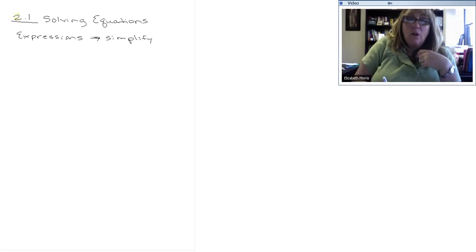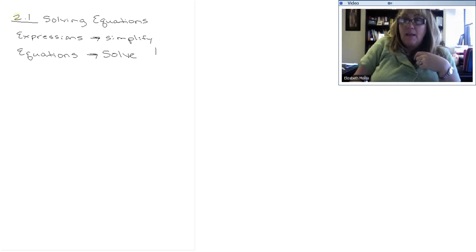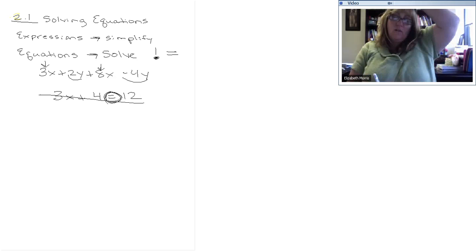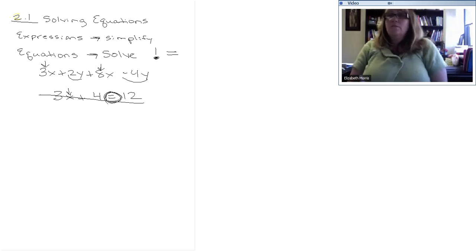Now we're going to be talking about equations. And what you do with equations is you solve. And the big key is there's an equal sign. Up until now, there has not been an equal sign. It's been stuff like 3x plus 2y plus 8x minus 4y. And all you did was combine like terms. Well, now it's going to be 3x plus 4 equals 12. Something that has an equal sign. So you have to actually solve for your variable. Okay? All right.